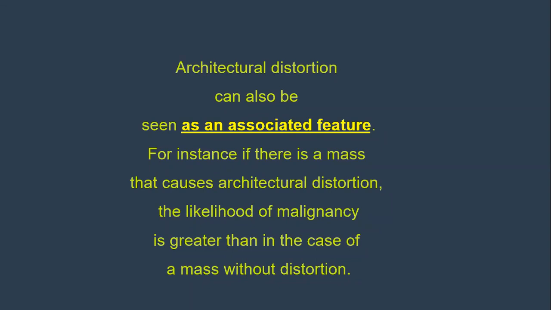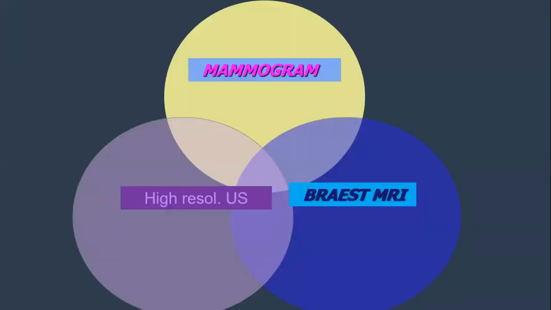For instance, if there is a mass that causes architectural distortion, the likelihood of malignancy is greater than in the case of a mass without distortion. If you have an irregular mass or whatever, but it is associated with distortion, definitely the probability of malignancy and the grading will be high. That is why the spiculated mass is BI-RADS 5, not like the microlobulated mass and the other indistinct mass. You remember that when we consider the systematic evaluation of the mass.